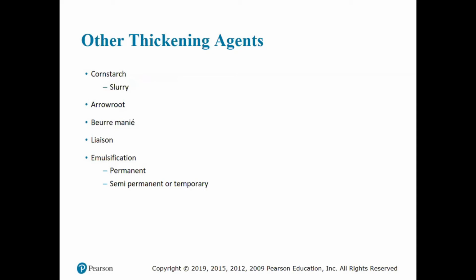Arrowroot works very similar to cornstarch. In fact, you create a slurry for that as well. You don't see arrowroot as much, A, because it's more expensive than cornstarch, and B, they have pretty much the same thickening powers. The biggest reason that you would want to use arrowroot is a few different.